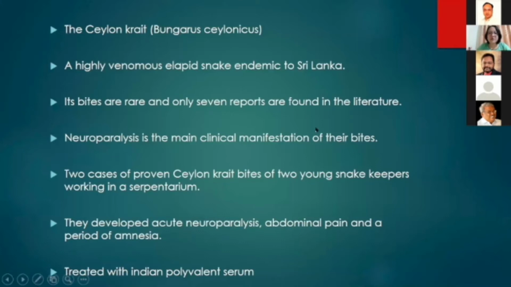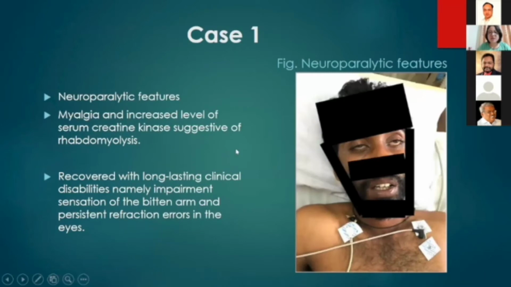So here also neuroparalysis is the main clinical manifestation, and these are two cases of proven Ceylon Krait bites. Two young snake keepers worked in a serpentarium. What happened was they developed acute neuroparalysis, abdominal pain, and a period of amnesia also. In both cases, they were treated with the Indian polyvalent serum. So this is case one. As you can see in the picture as well, neuroparalytic features.